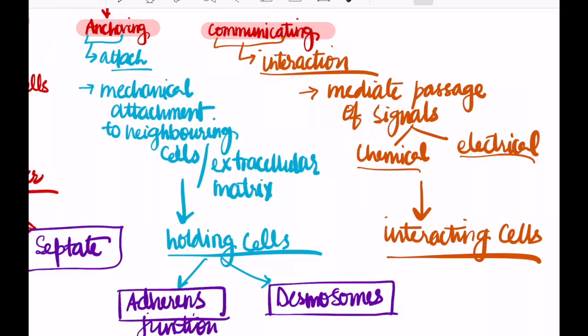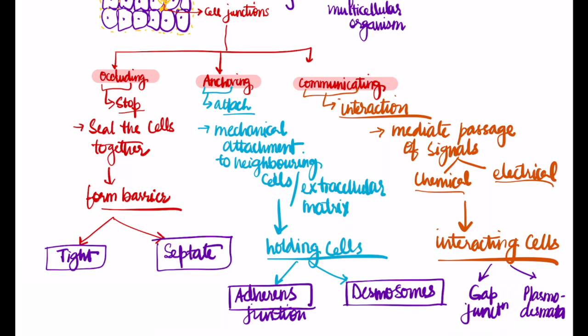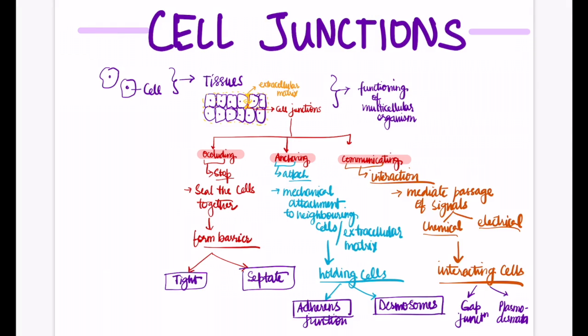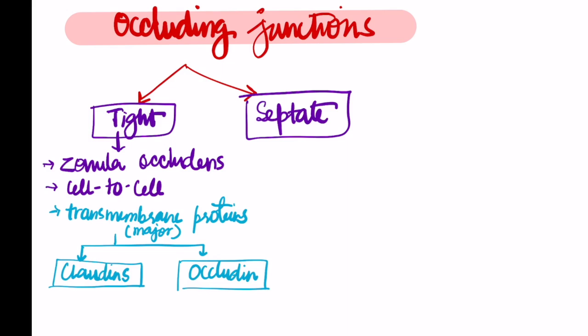Now the third kind, that is the communicating kind, indicates that there is an interaction of cells involved. That means the two cells are trying to mediate the passage of signals, which could be chemical or electrical. Thereby the cells are interacting together, hence through the communicating junction, which is further divided into two kinds: gap junction and plasmodesmata. Now let us check these in a little further detail.